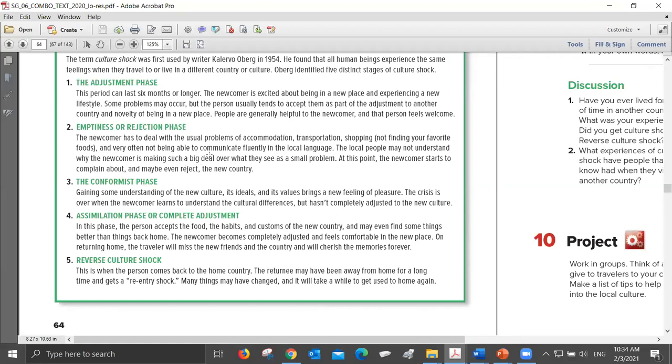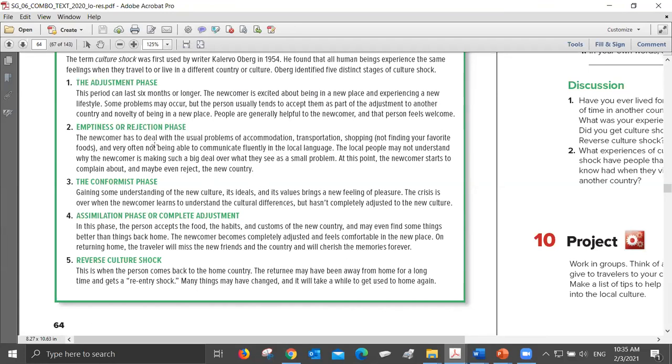Away from family and friends. It doesn't say anything like that here. Complain about, reject the new country. Yes, you're right in what you're saying. The newcomer has to deal with the usual problems of this, that, and the other, and very often not being able to communicate fluently in the local language. So it's negative. The local people may not understand why the newcomer is making such a big deal over what they see as a small problem. At this point, the newcomer starts to complain about and maybe even reject the new country.